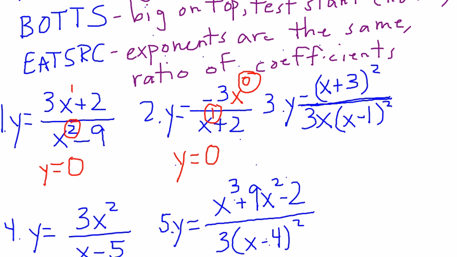Number 3, so up here, on top, the exponent is 2. On bottom, you have this 1 and this 2. So the degree on the bottom is 3. So this is another big on bottom. So the horizontal asymptote is y equals 0.